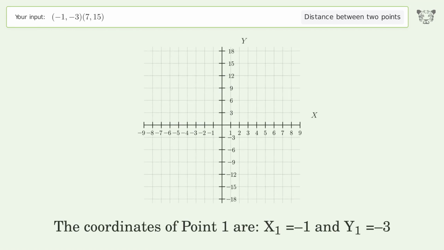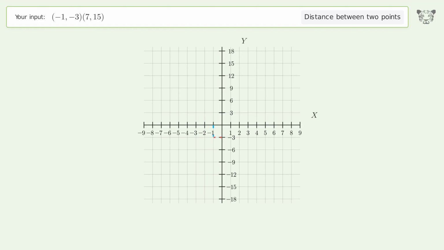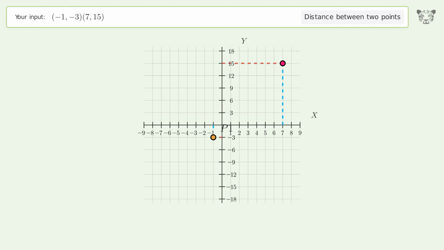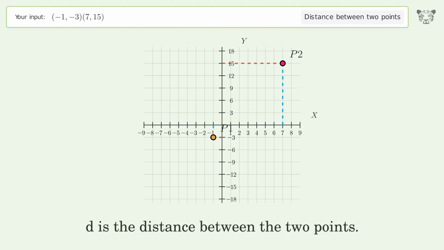The coordinates of point 1 are x1 equals -1 and y1 equals -3. The coordinates of point 2 are x2 equals 7 and y2 equals 15. D is the distance between the 2 points.